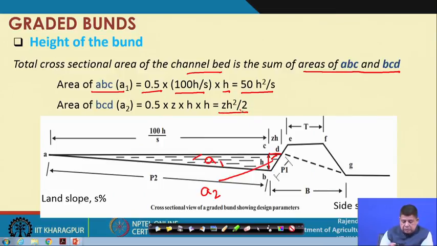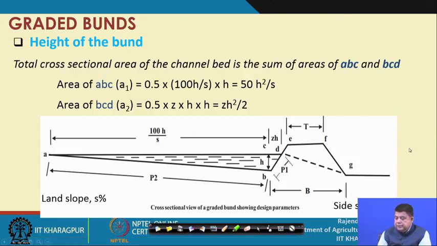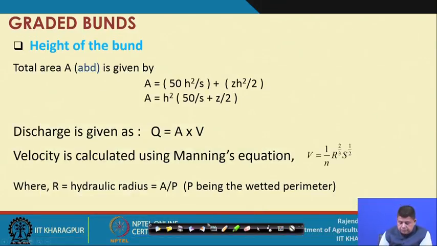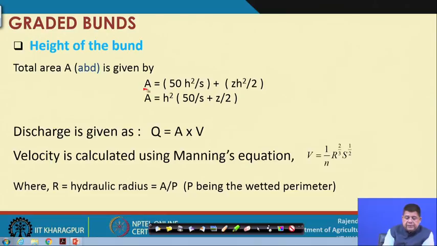So, these are the 2 areas. The total area is obviously the sum of these two, that is 50 H square by S plus ZH square by 2, or taking H square common, H square times (50 by S plus Z by 2). So, this is the area in terms of H and S.